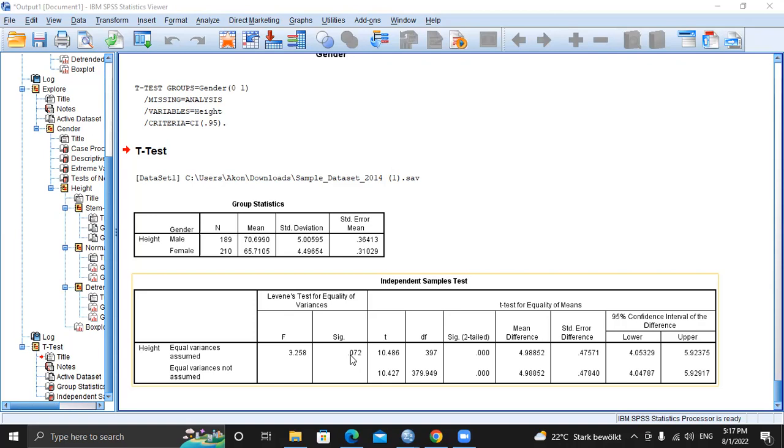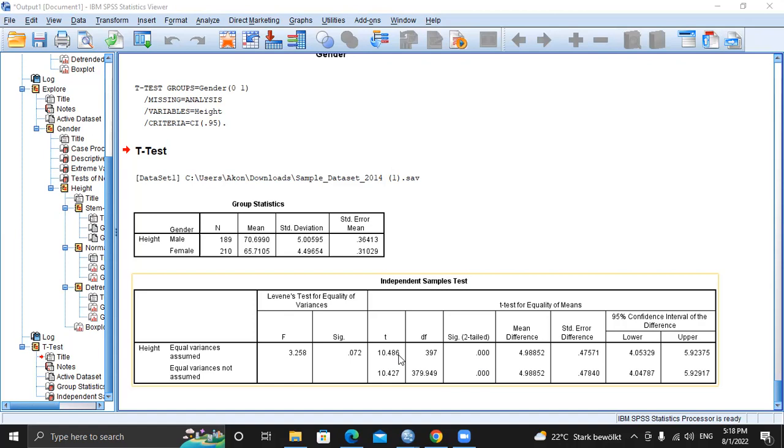In which case, we'll now look at the t value, its value, degree of freedom, and then its probability, right? Now, if you look at the t, you see there's 10.486 with a degree of freedom of 397 and it's significant, right? So, what are we saying? We see that there is a significant difference in the means, right? And the conclusion from it is that men are generally taller than women.